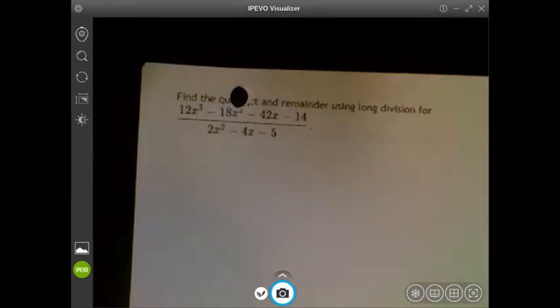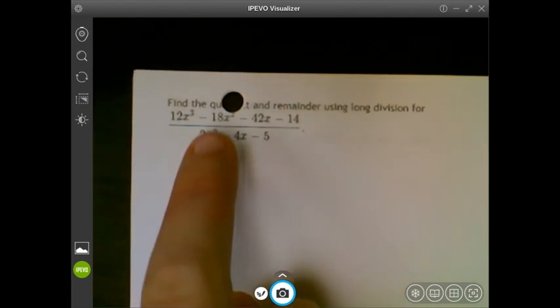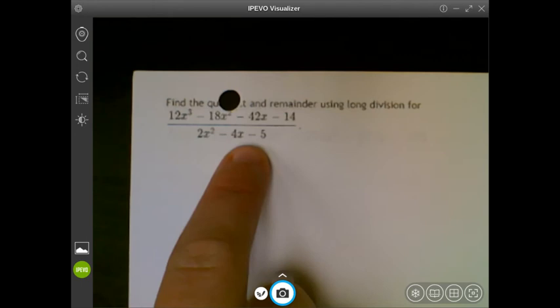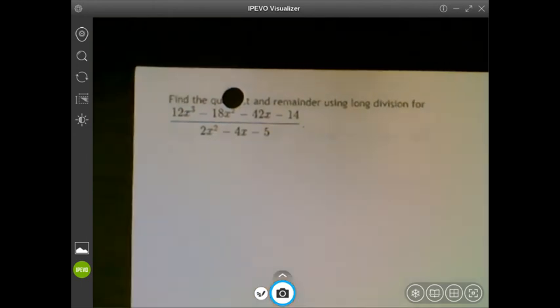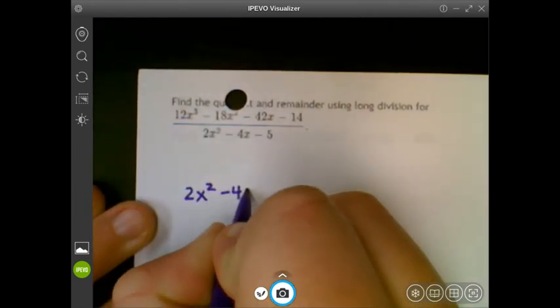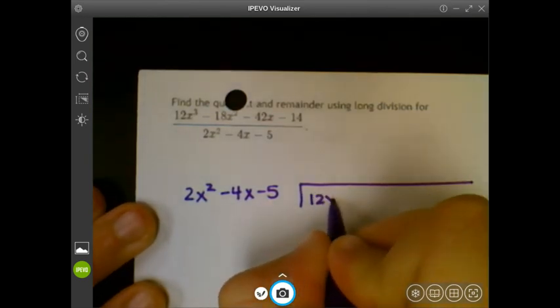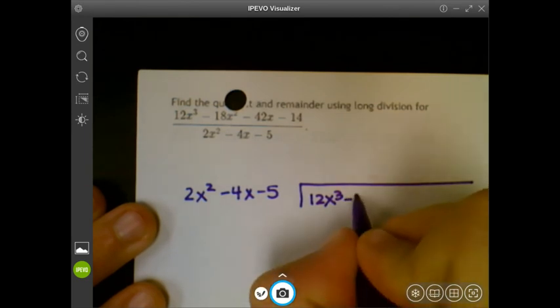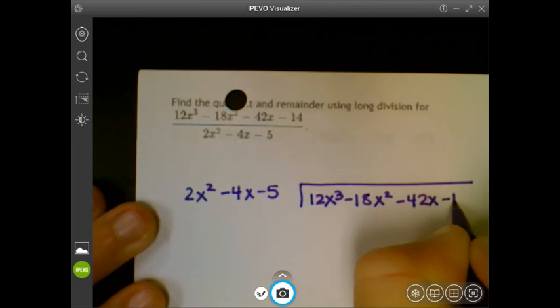All right, so here is the next one. Find the quotient and the remainder using long division. Slightly different problem here in terms of the fact that the denominator now has a quadratic in it as opposed to a line. The last two we did were lines. So let's go ahead and get this set up, and then we'll do our long division. So we have 2x squared minus 4x minus 5. The denominator is going to be divided into 12x cubed minus 18x squared minus 42x minus 14.